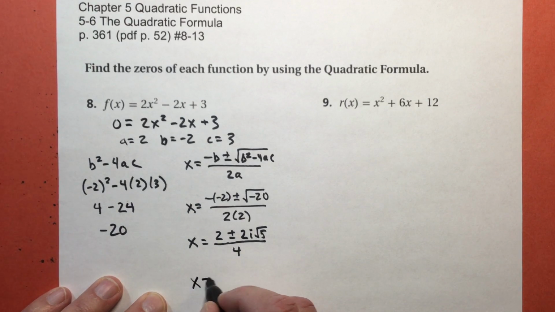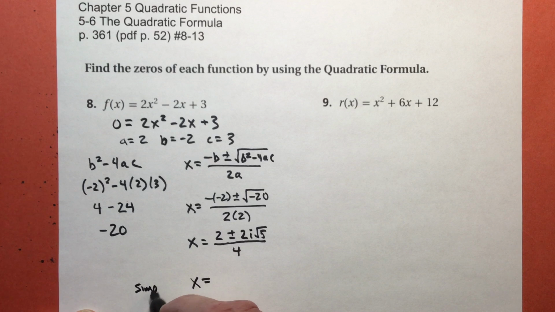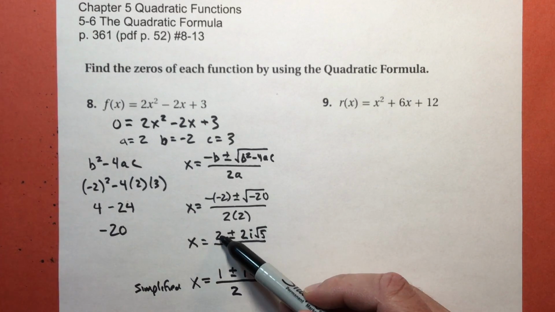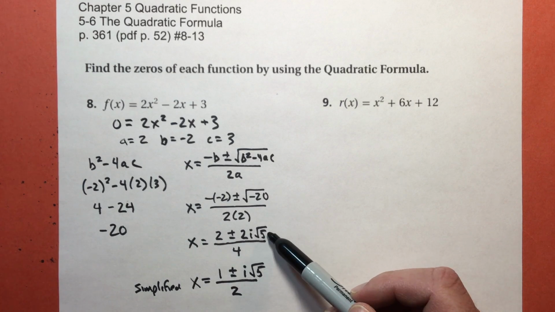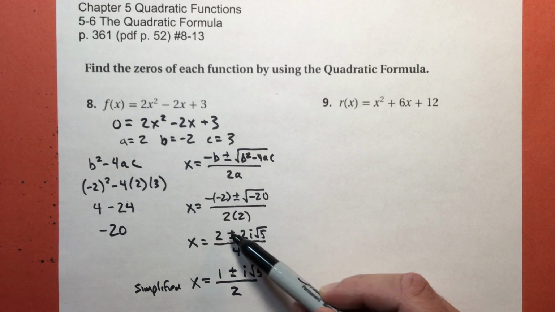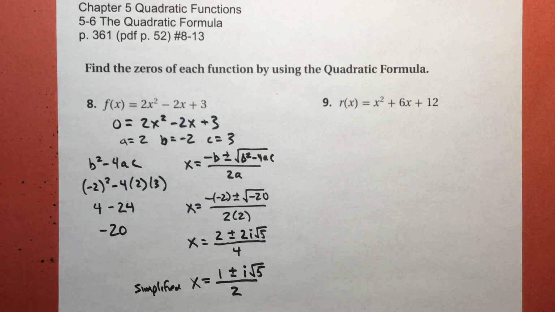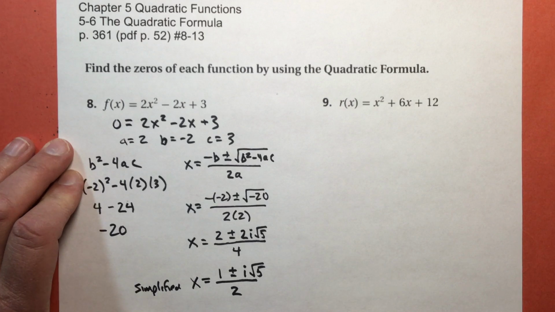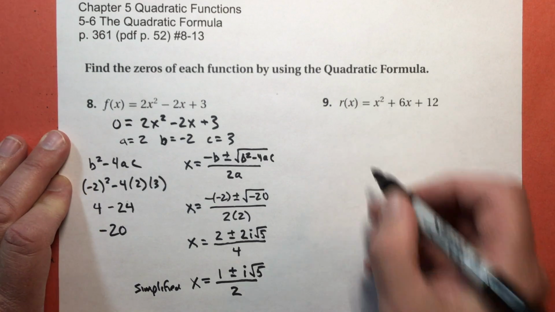So my final simplified form, I'll write simplified here, is 1 plus or minus 1 times i times the square root of 5 divided by 2. So this is 2 times 1, this is 2 times i times square root of 5, and this is 2 times 2. Each of those 2's reduced, simplified out. So make sure you give it to me in simplified form.